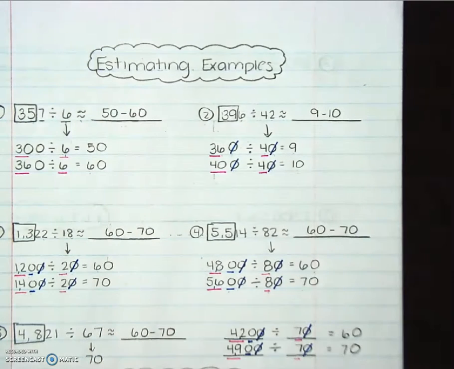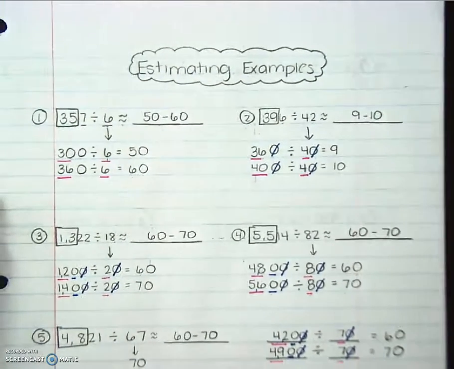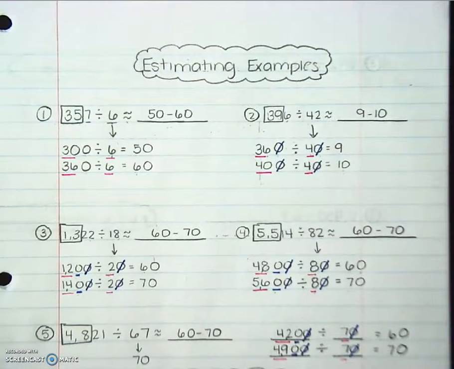I promise not every range will be between 60 and 70. It was just a happy accident that these all happened to be very close. But hopefully that helped you with some estimating examples for how we can use estimating to find a range. Check out the dividing by 2-digit video to show the second type of estimating questions where you're using them to help you divide.